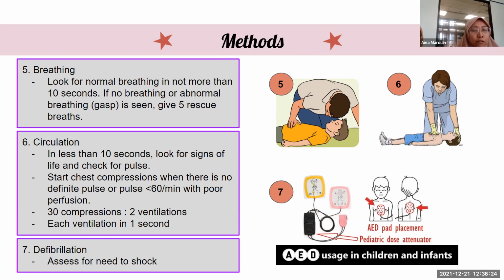And then for children, usually we can feel the carotid pulse, and if not, we can also feel at the femoral pulse. And if within 10 minutes we still do not appreciate a definite pulse, then we can start the chest compression. According to the new guideline by the American Heart Association, the compression needs to be 30 compressions to 2 ventilations, and each ventilation should be in 1 second.